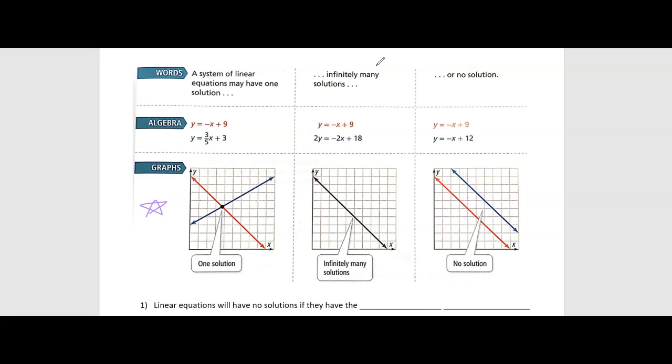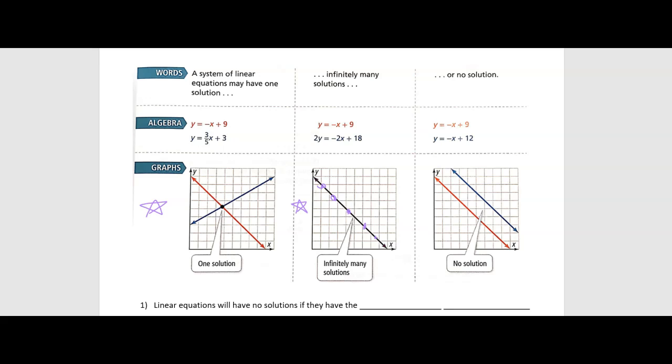A system may have infinitely many solutions, or all real numbers as solutions, if the graphs are the same line. And this is what we're looking at in our middle example. It's hard to tell, but those lines are right on top of each other. So if the lines are right on top of each other, there are infinitely many solutions because the lines intersect at every single point on the line. You could choose any point on these lines, and it's going to be a solution to both equations.